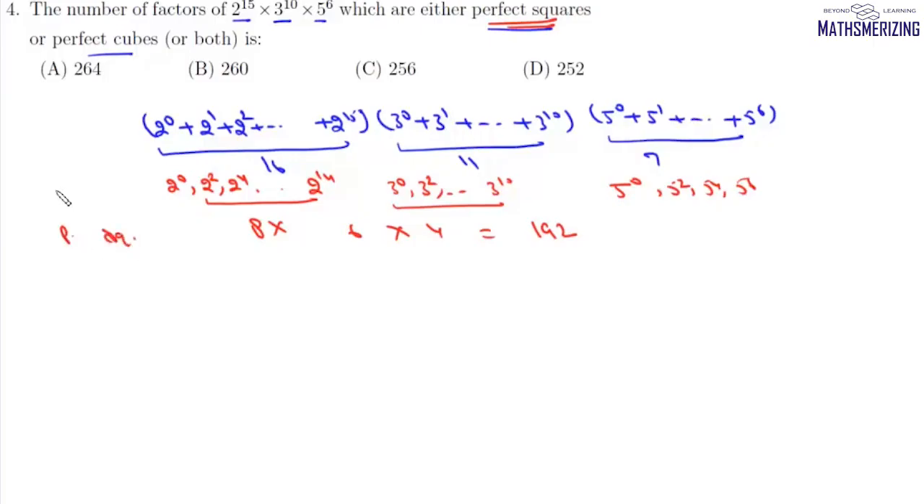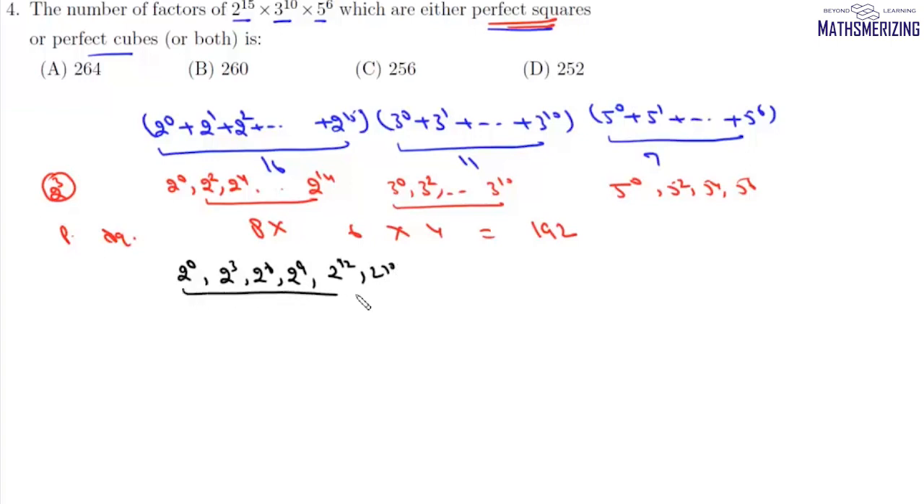Now for perfect cubes, we must have powers that are multiples of 3. Now how many powers of 3 are possible for 2? For 2, the powers that are multiples of 3 that we can have are 2 to the power 0, 2 to the power 3, 2 to the power 6, 9, 12 and 15.